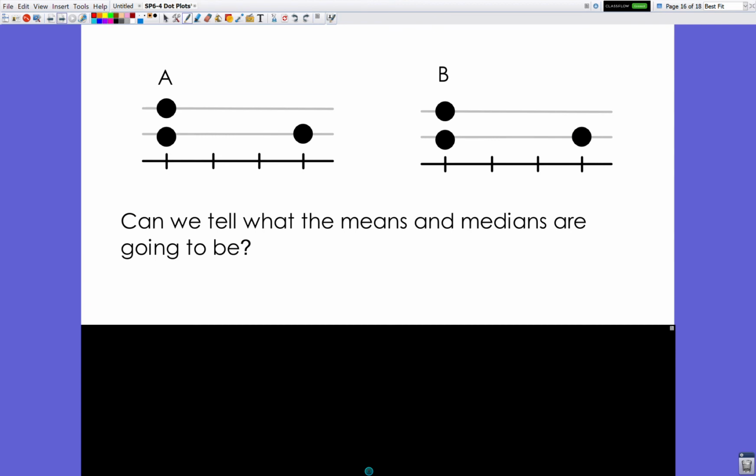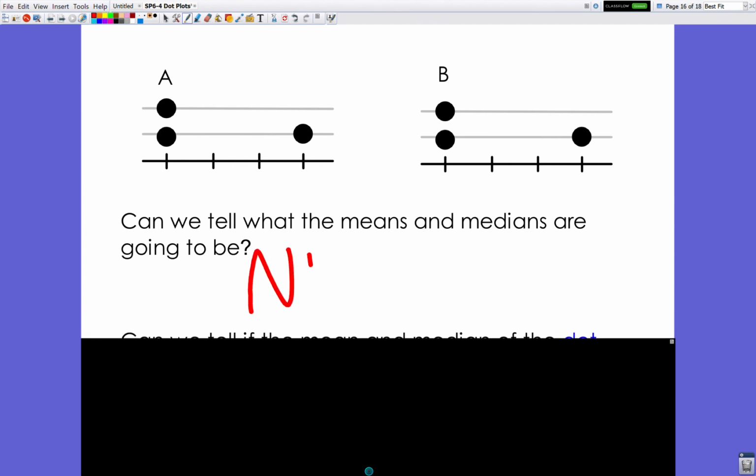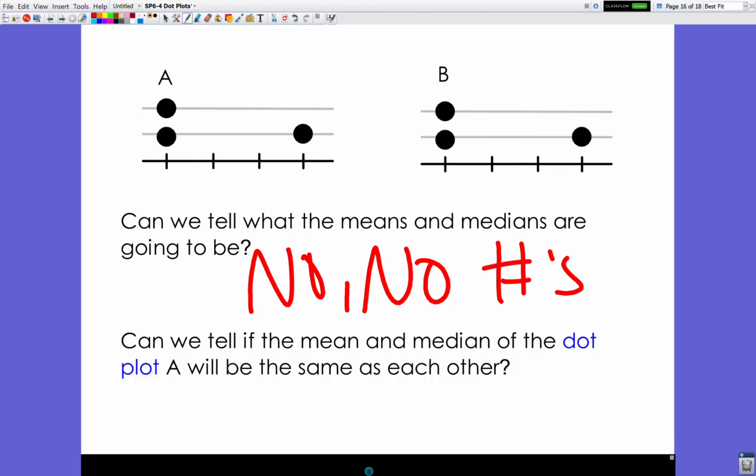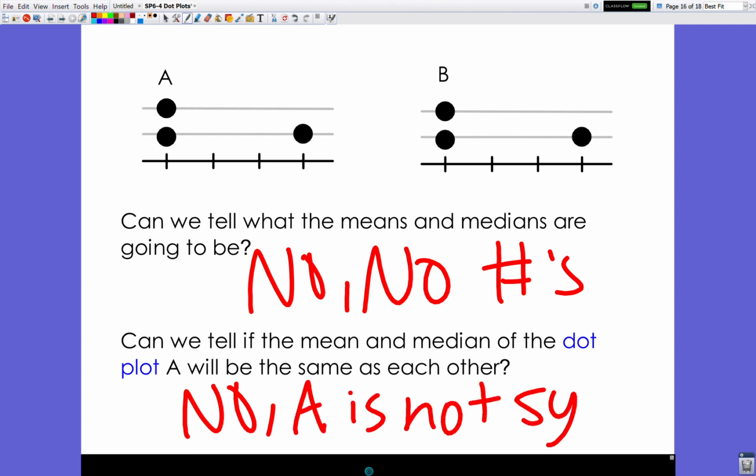Can we tell what the means and medians are going to be of these data sets? Again, no. And we can't tell it because there are no numbers. Can we tell if the mean and median of the dot plot A will be the same? And again, the answer is no, because A is not symmetrical. So since it's not symmetrical, I can't guarantee they're going to be equal.